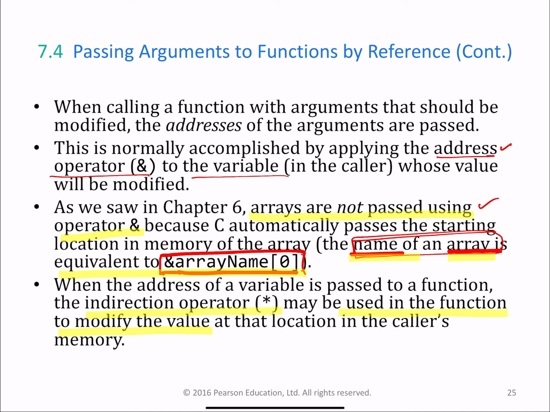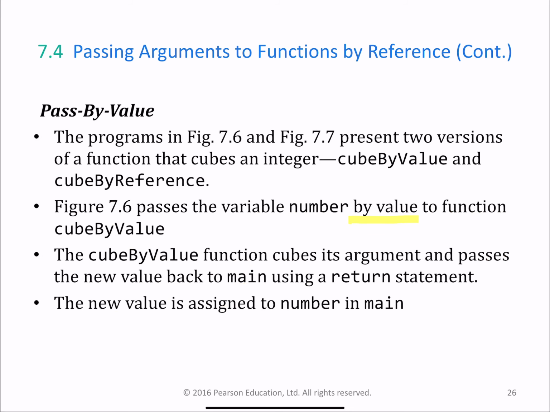Inside the called function, you can access the argument using the value of the argument by using the indirection operator. And it can even modify the values of those arguments in the caller function. So let's look at two examples, two versions of a program that accomplishes the same thing.